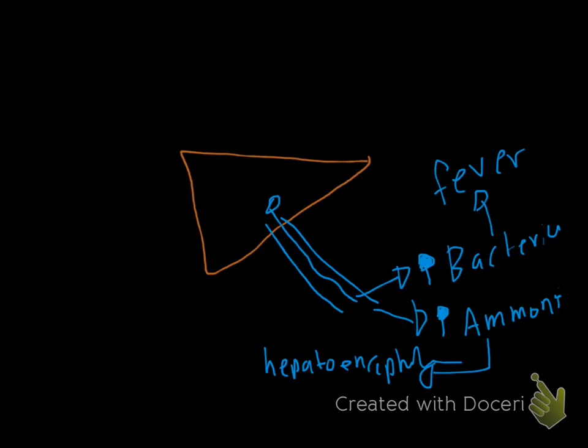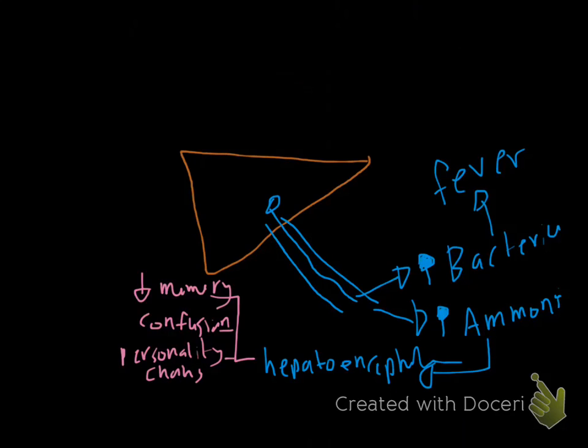Okay, what is hepatoencephalopathy? It is loss of memory and confusion, personality changes, and could be coma, which is the final stage, or it could be a change in sleep pattern, etc. The important thing is that increasing ammonia will lead to hepatoencephalopathy. Increasing bacteria will lead to fever.